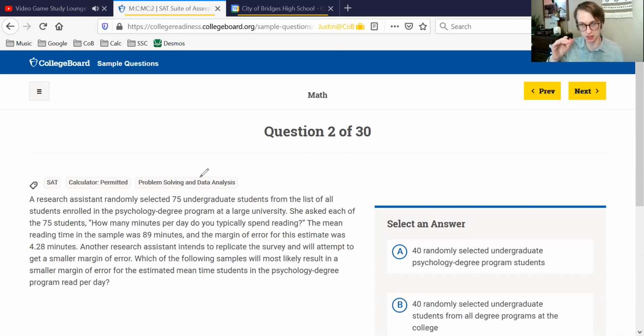What I like to do when there are long questions is make an abridged version of it. I'll pull out all the important information and ask, what's it actually asking me? So let's read through this. A research assistant randomly selected 75 undergraduate students from the list of all students enrolled in the psychology degree program at a large university. That's a lot of information, but there are two really important parts: we have 75 undergraduate students, and they're all in the psychology degree program. Everything else is kind of filler. So this is 75 psychology students.